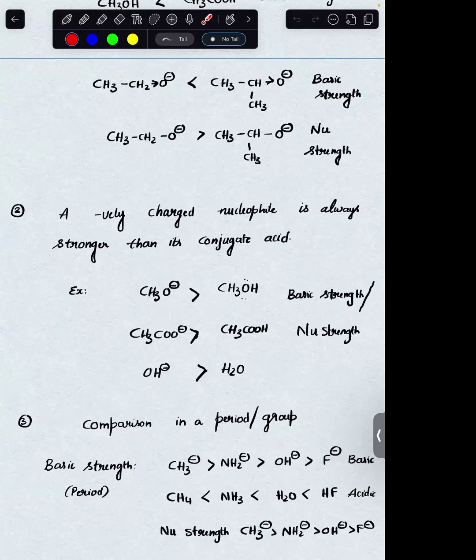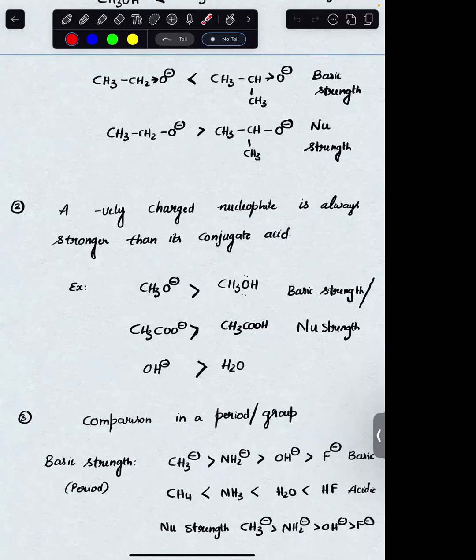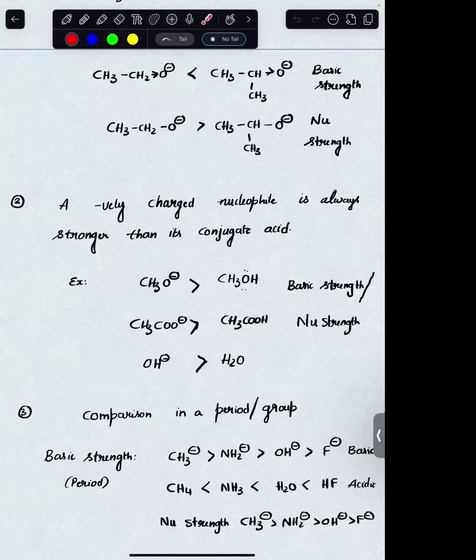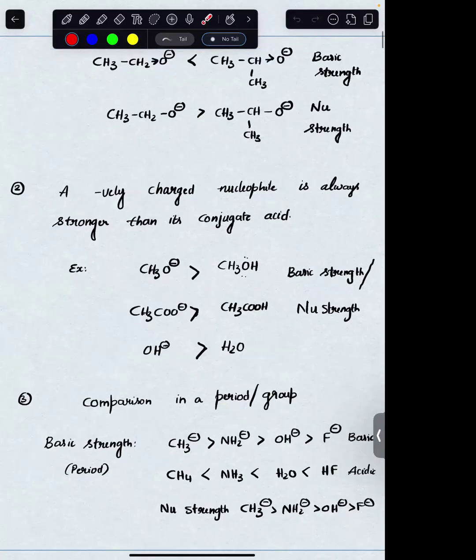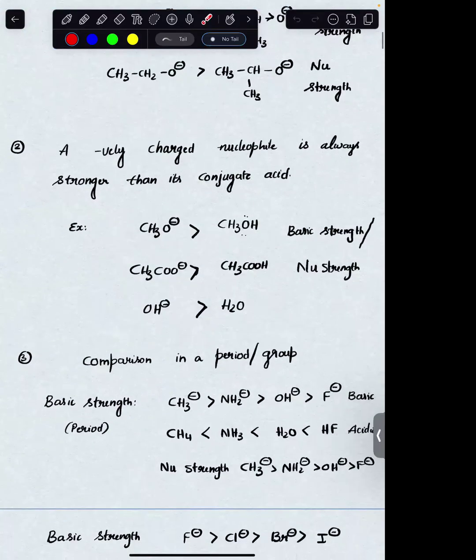Or you can compare the acidic strength order in order to get the basic strength order. Either way is fine. That is exactly equal to the nucleophilic strength order. Whatever basic strength order you have, that will be equal to the nucleophilic strength order. This is with respect to period. But whenever you take a group, okay, this is the order of basic strength, right?